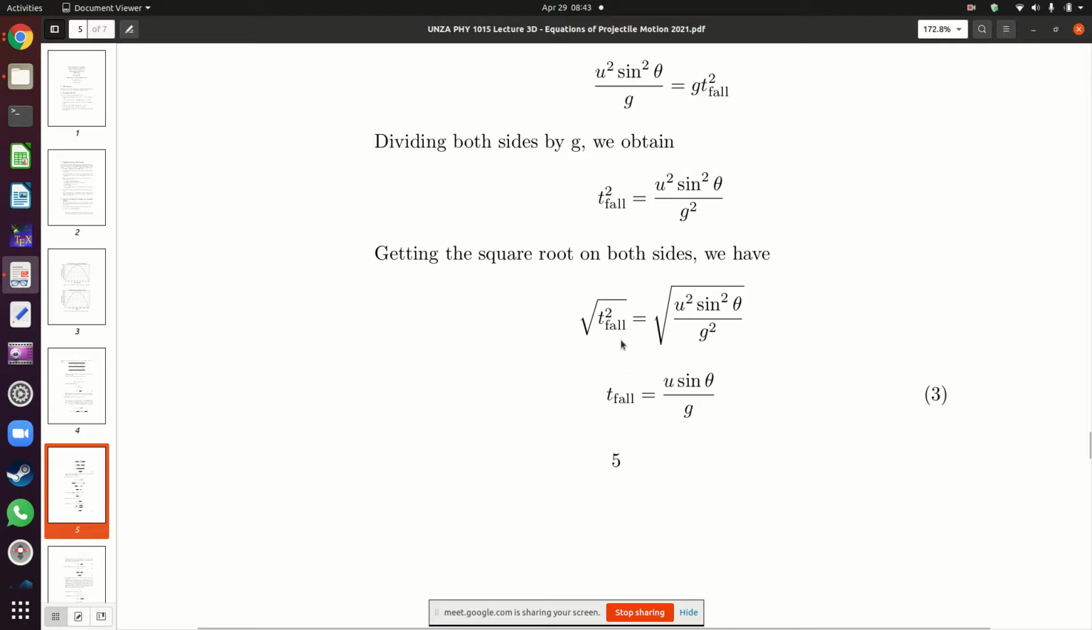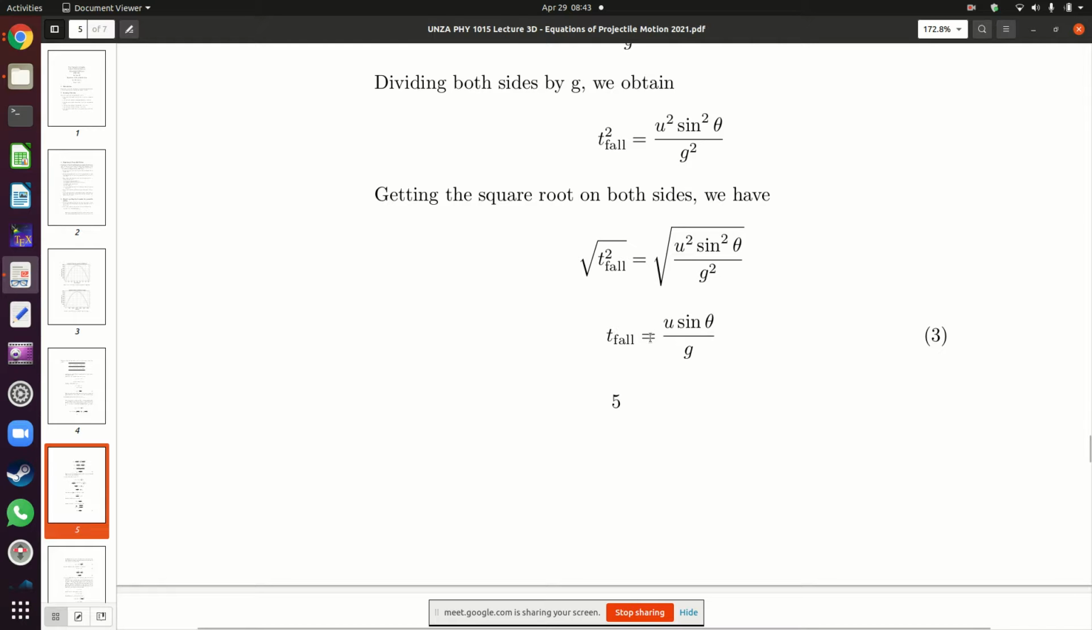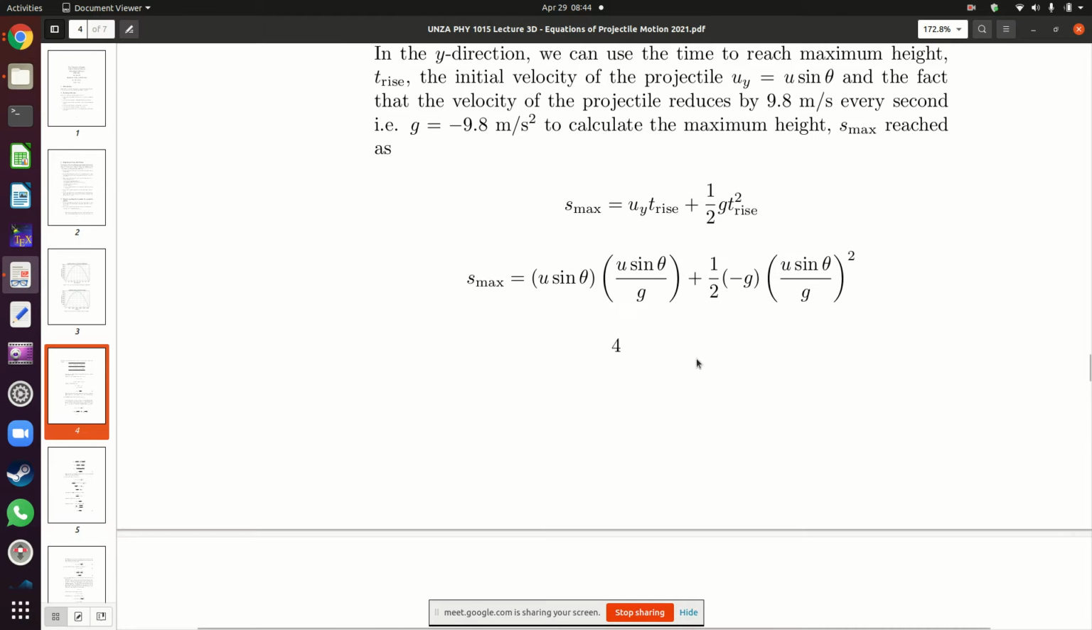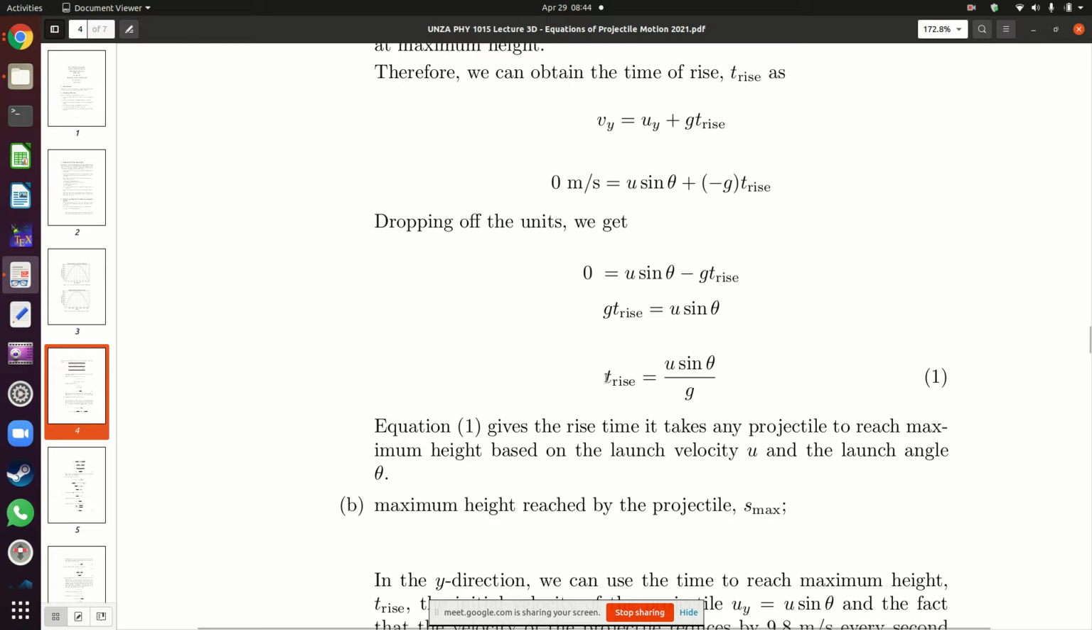Then we take the square root on both sides. So you end up with t4 equals u sine theta divided by g. So the fall time is equal to u sine theta divided by g. If you look at this expression of t4, u sine theta divided by g, it is the same as the expression for the rise time. Rise time is equal to u sine theta divided by g.